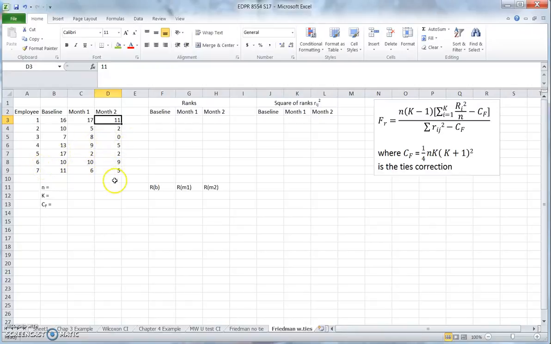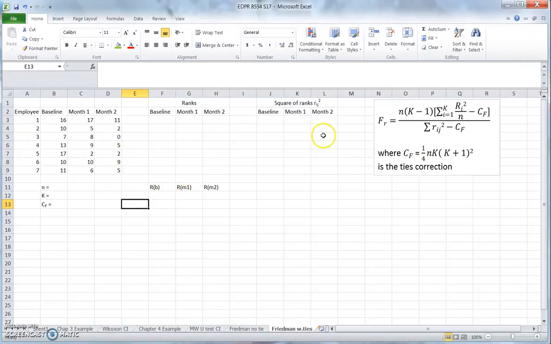In this particular scenario, we have tied scores. For example, here you have two 10s and you have two 2s. The reason we're looking at the tied scores within observation, if you can remember from the last video, is because the scores are ranked within the same observation.